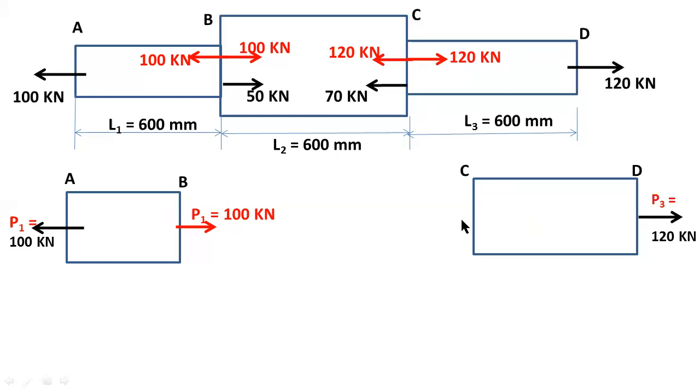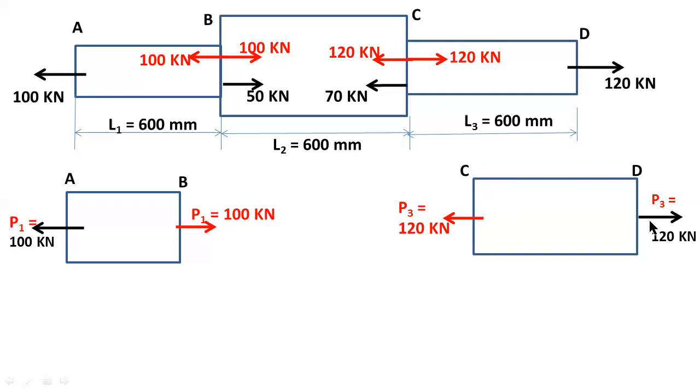Here I need the left side 120 kilonewton load, so I am considering this load here. You can observe that section 3, or bar CD, has two equal and opposite loads.